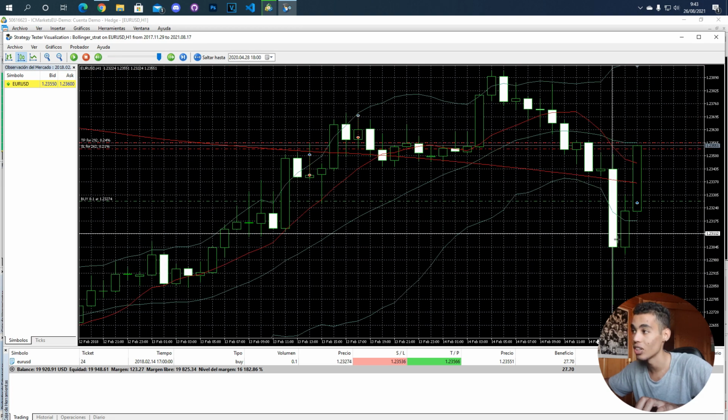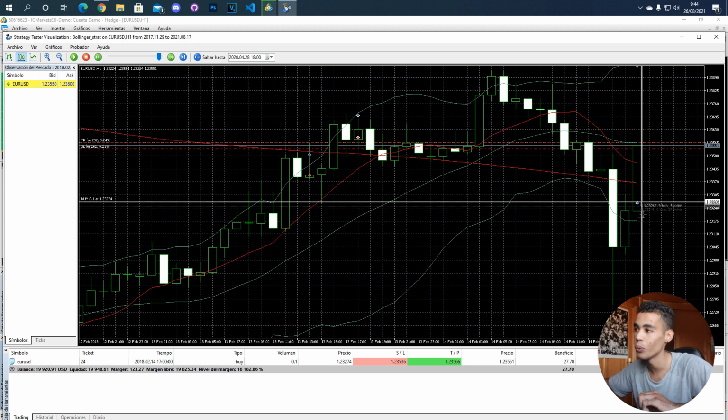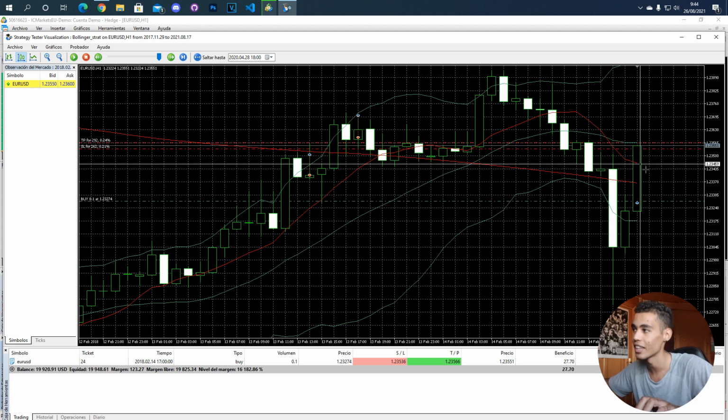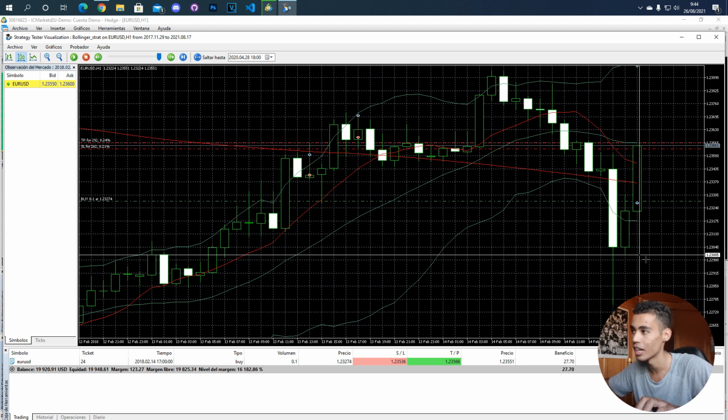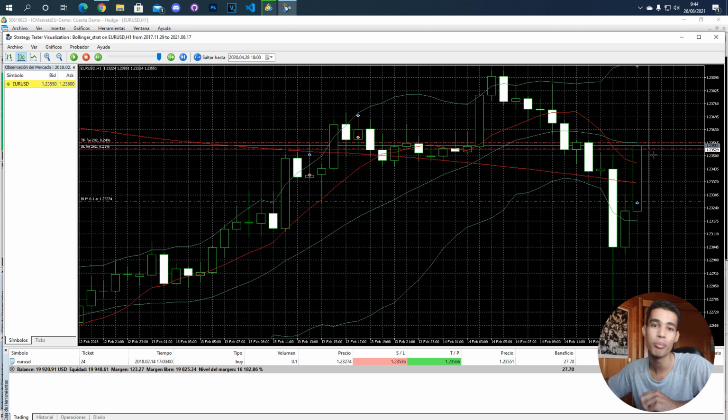This candle closed outside and this one closed inside. So the stop loss at the beginning was here. But you can see now that the stop loss isn't at this point, at the lowest of the previous candle. The stop loss is now here, which is some points below the current price. So this is the trailing stop.